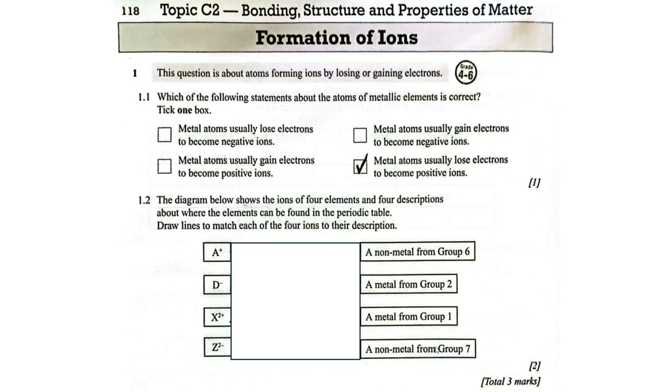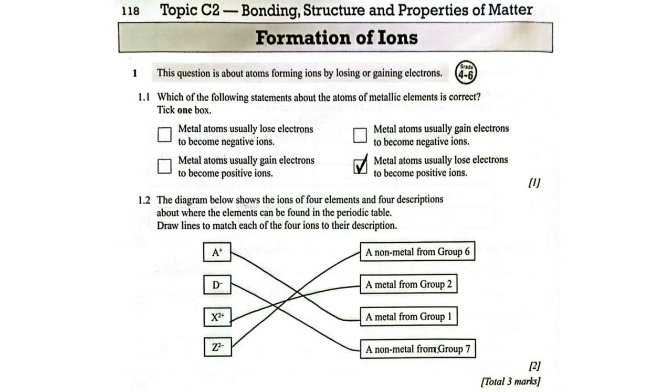X2 plus, if it's 2 plus, it has lost 2 electrons. If it's lost electrons, it's a metal. And if it's lost 2 of them, it must have had 2 in its outer shell to start with, like all the elements of group 2. So X2 plus, X is a metal from group 2. And Z2 minus, if it's 2 minus, it has gained 2 electrons. If it has gained 2 electrons, it's a non-metal. And it must have had 6 electrons in its outer shell, so it's a non-metal from group 6.